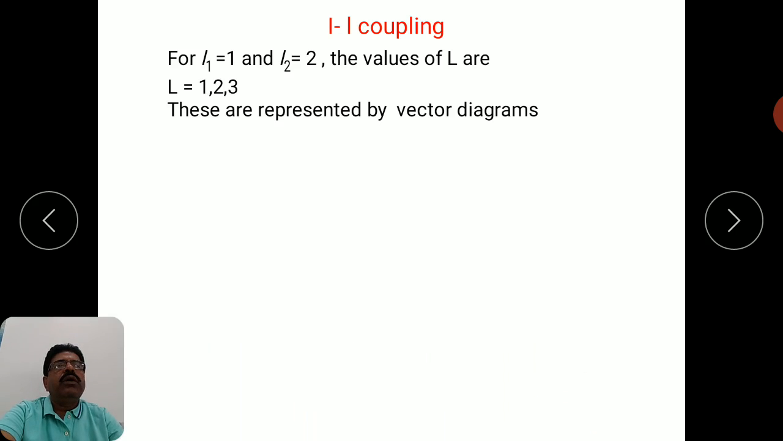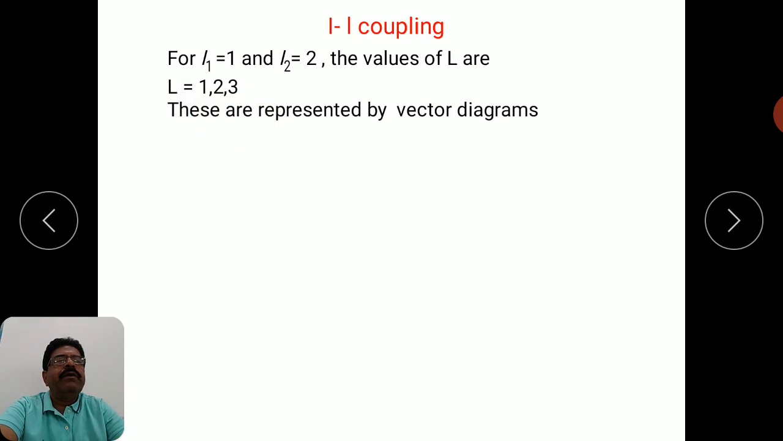Okay, so another example, L1 is equal to 1 and L2 is equal to 2. For LL coupling, the values of L are 1, 2, 3. Why these values? Because you can find out mod of L1 minus L2 up to mod of L1 plus L2. We are taking the magnitude only. So 2 minus 1, that is 1, and 2 plus 1, that is 3. So 1, 2, 3, all these three values. These are the resultant L values.